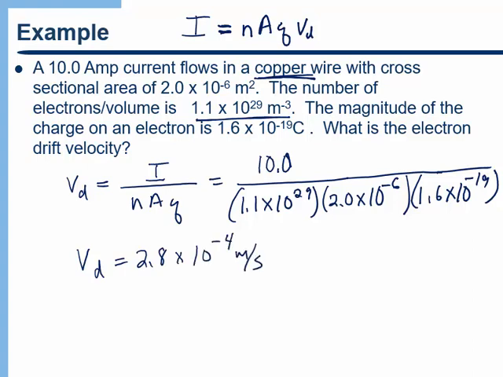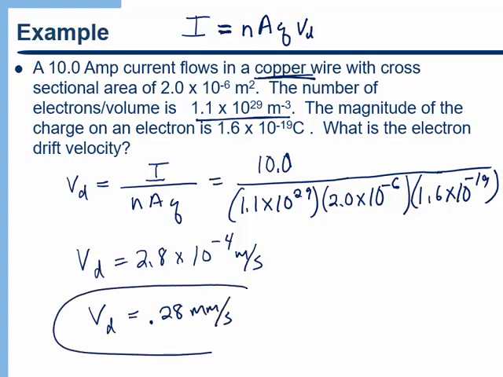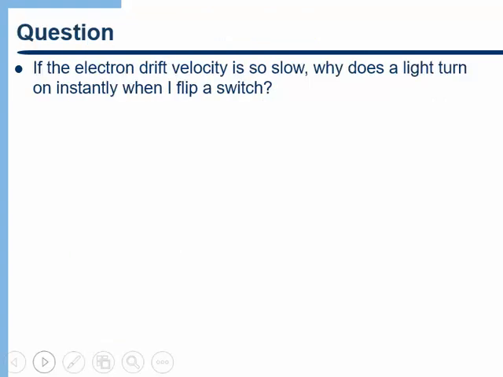meters per second. Now you notice that that's a very small velocity. That's 0.28 millimeters per second. Now, you might find that surprising, that the electrons are traveling so slowly in the wires in a typical circuit. And in fact, it brings up an interesting question. If the electron drift velocity is so slow, why does the light turn on instantly when I flip the switch?